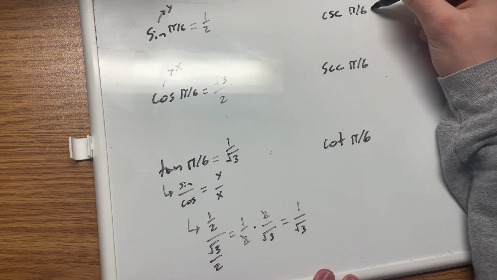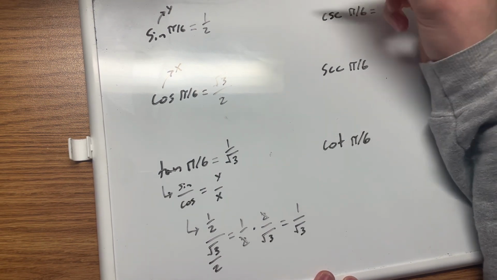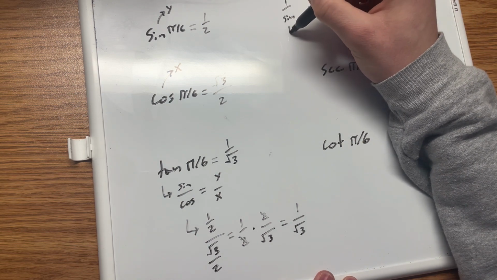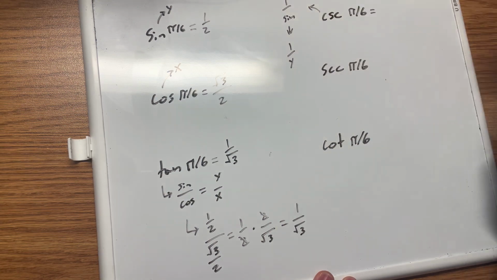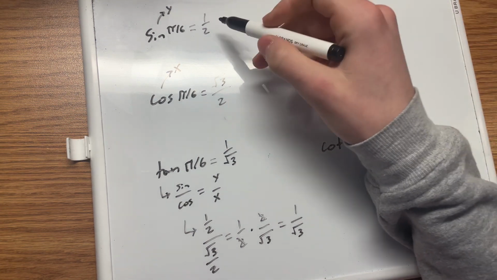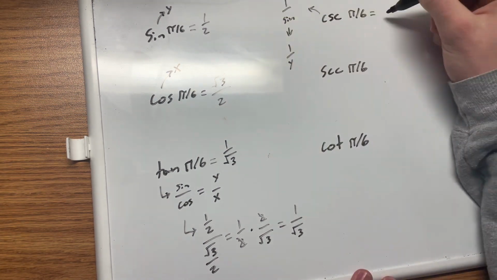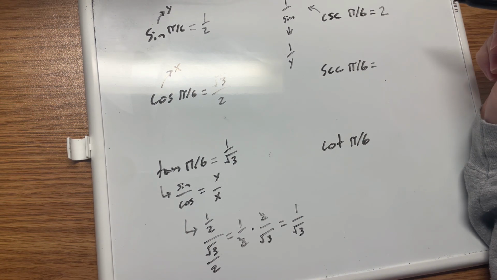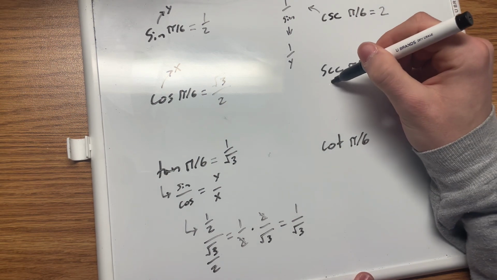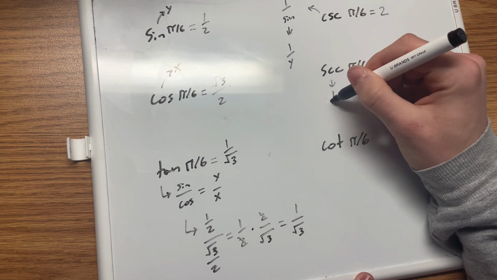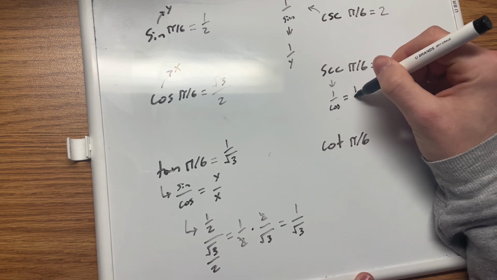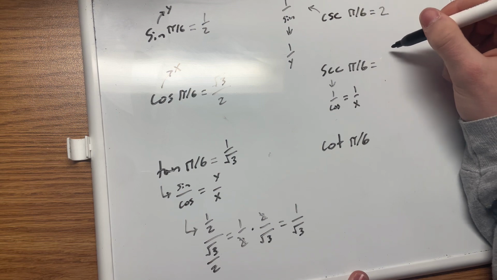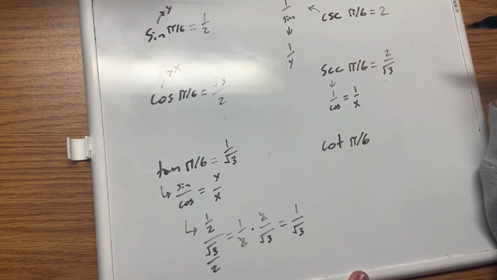So now coming over to cosecant, what we need to remember is that cosecant is 1 over sine, which is just 1 over y. So that one's pretty simple too. It's just going to be the inverse of our y value. So cosecant is just going to be 2. And then our secant is just going to be 1 over cosine, or 1 over our x value. So just the inverse of our x value, which is going to be 2 over √3.